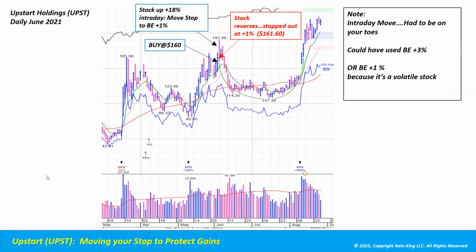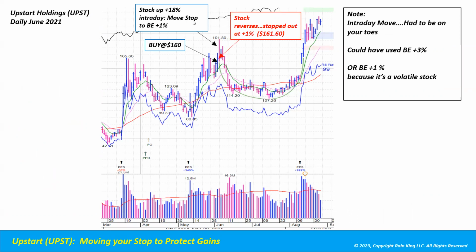Now, I wanted to go over Upstart. This is from June of 2021. This one's a little tricky because it's a volatile stock. We form a very kind of sloppy base, but we buy the base at 160. Now, the stock the very next day has a really, really wild day. The stock is up 18% intraday.